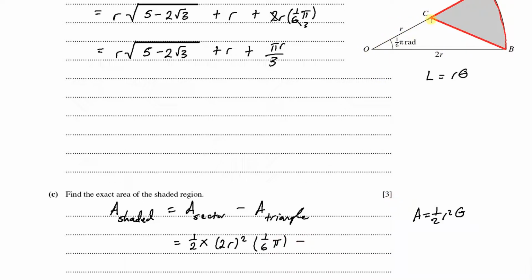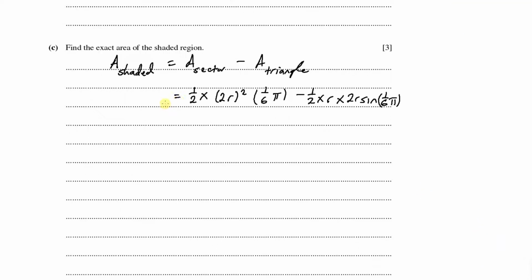The triangle here has got 2 adjacent sides and an angle in between. And we know that area of a triangle is half side times side sine of the angle in between. So that would be half times side, which is r, times the other side, which is 2r, and sine of a sixth pi. So we can now simplify. So this will be half times 4r squared times pi over 6 minus half times r times 2r times sine of pi over 6, that's sine 30, which is a half.